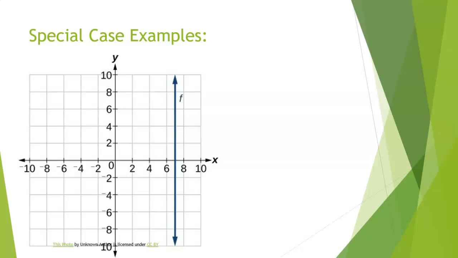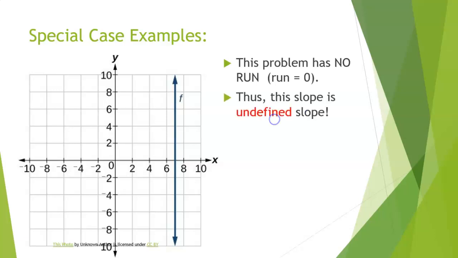The second special case is a vertical line. In this case, I have no run. My run would be 0, and therefore, the slope is undefined. That's because no matter how many up or down I go, if I divide by 0, I'm not allowed to do that. Type it in your calculator. It will always give you an error. You cannot divide by 0 in math. So therefore, this is going to give me an undefined slope.